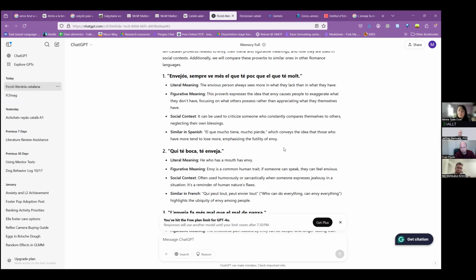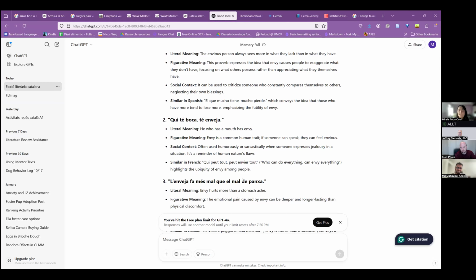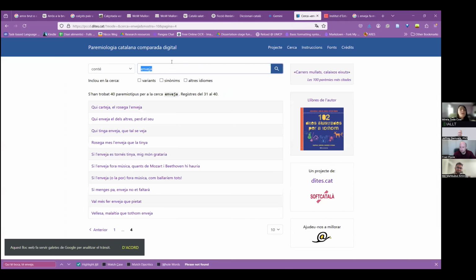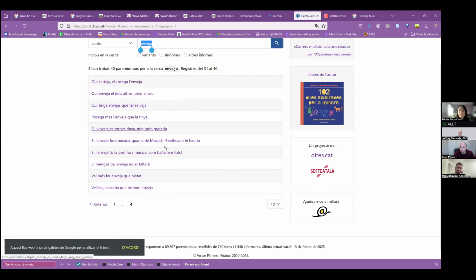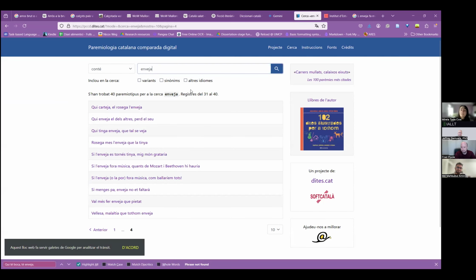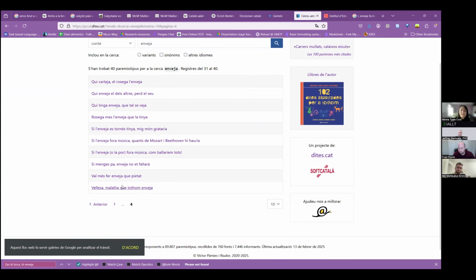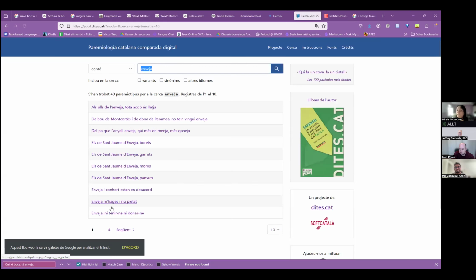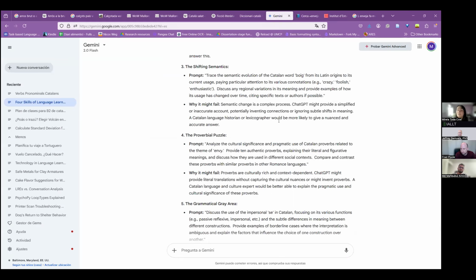And you can actually very easily check for this online, open access, by looking at all the proverbs that will have the word envy, "enveja." And I went through all of these. There's no overlap whatsoever. So it is very good at fabricating things that could pass the test for a learner.